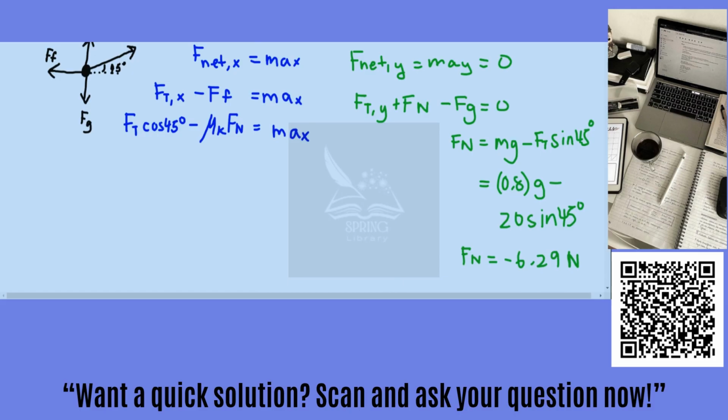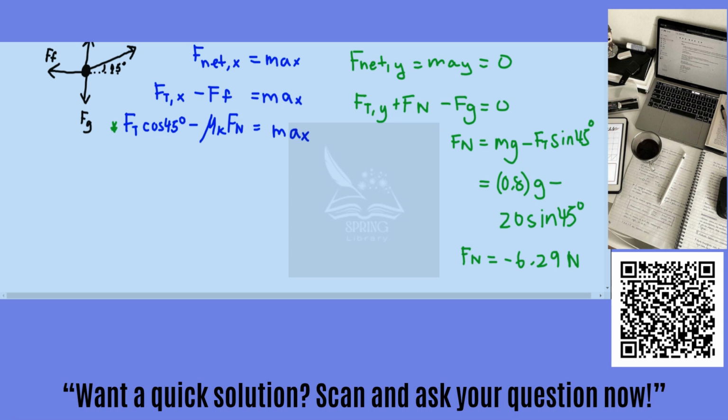Because we assumed that the normal force would be in the upwards direction. It's actually in the downwards direction because the tension force is overpowering the gravitational force. So in order to keep the object from accelerating in the y direction, the normal force actually has to be directed downwards in this case, which is kind of cool.